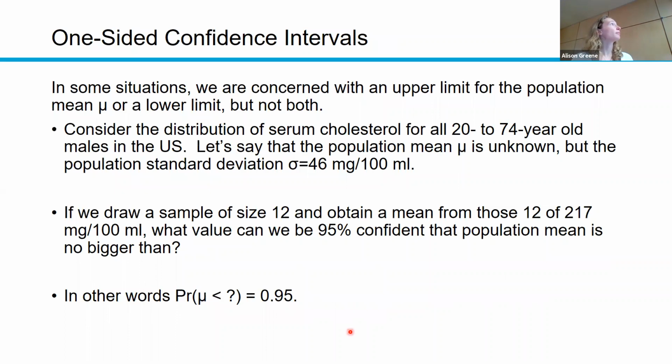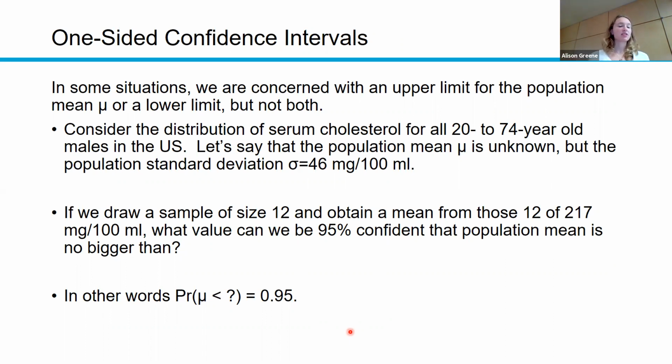So we've been talking about two-sided confidence intervals, which capture those bounds in the center of the data and leave a symmetrical amount out on each side. But what about one-sided confidence intervals? In some situations, we might be concerned with just an upper or just a lower limit.